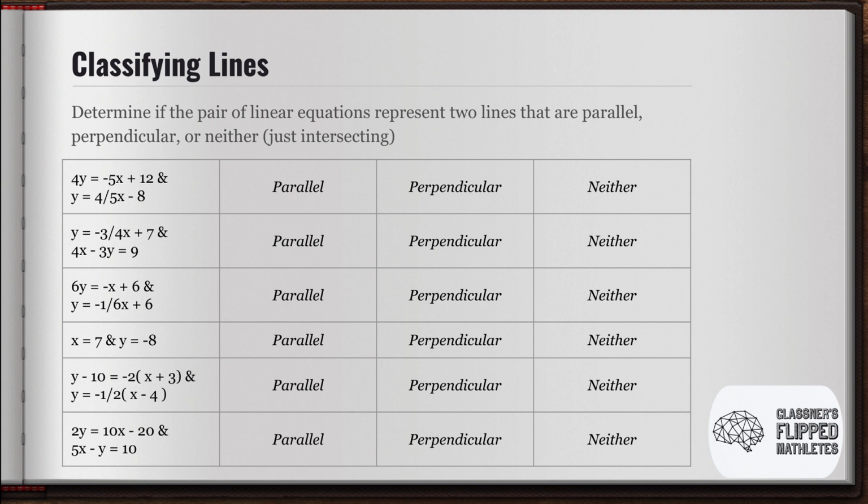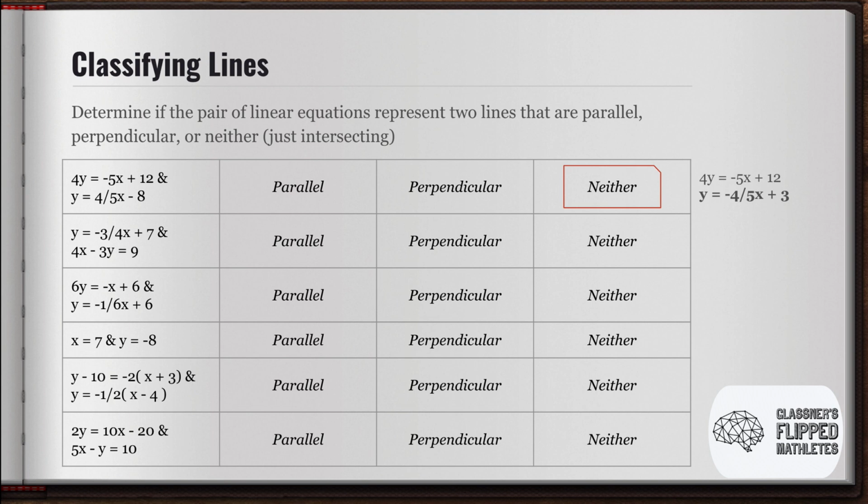So, for example, the first one, 4y equals -5x plus 12, is not in one of the equation forms, but it's kind of close to y equals mx plus b. Let's divide both sides by 4 to get y equals negative 5/4 x plus 3. Well, now we know the slope is negative 5/4, and the other equation, y equals 4/5 x minus 8, is already in y equals mx plus b. So our slopes are negative 5/4 and positive 4/5. These are opposites, but not reciprocals. So these are not perpendicular, and they're obviously not the same number, so they are neither. They just intersect at some point.